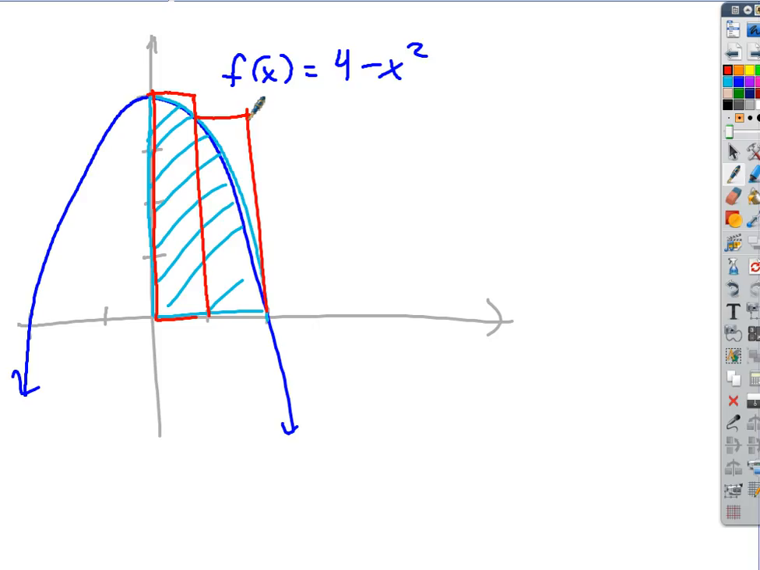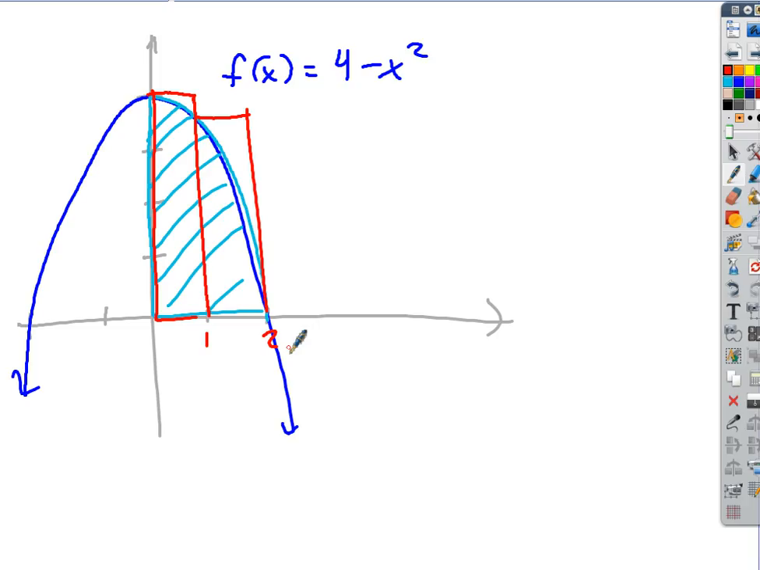Those are circumscribed rectangles, because they're outside of the actual area. They're bigger than the actual area. In other words, if this is 1 and that's 2, I define these rectangles as having widths of 1, and let's say they're flexible calculus rectangles: they could start off really tall, and I'm just going to push them down until they bump into the function.